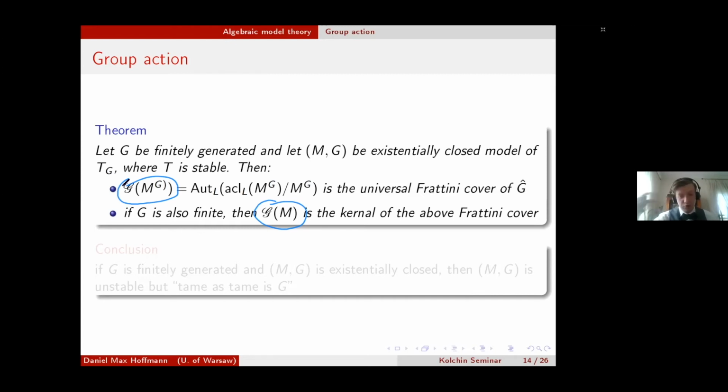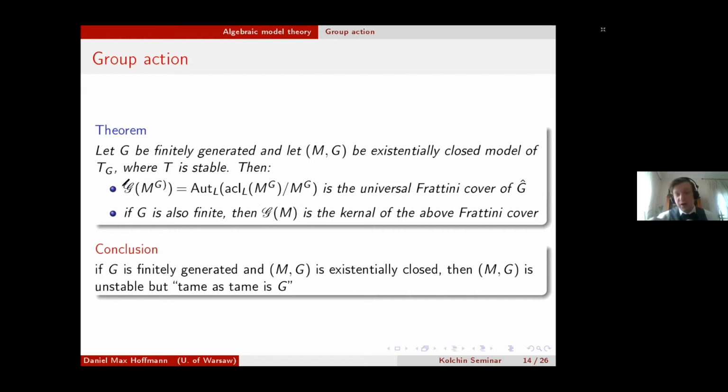So making this short, if G is finitely generated, I will now combine these two things: the PAC ingredient and group action in this conclusion. If you have a G which is finitely generated and an existentially closed model of this theory of group action, then M^G will probably be unstable if G is not trivial, but it will be as tame as G. Why so?